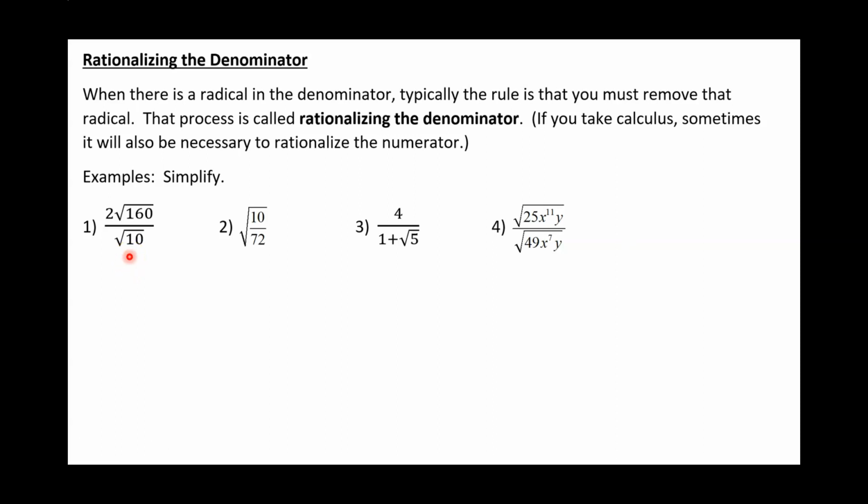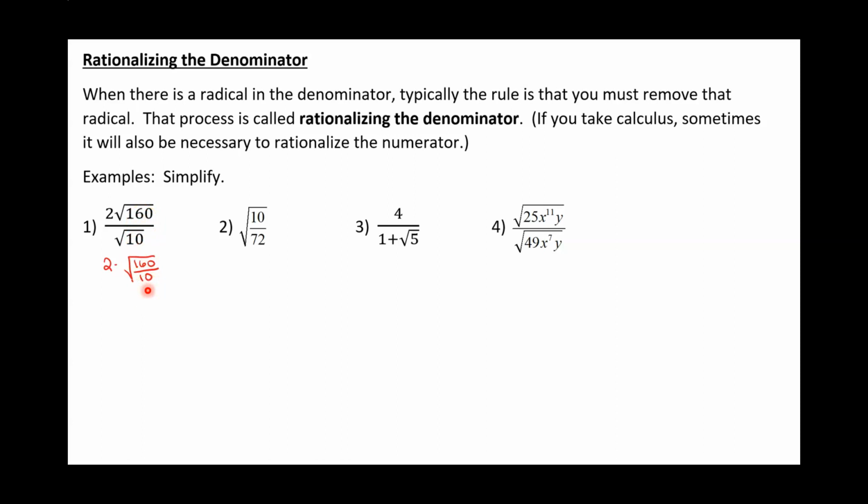In our quotient rule, it said that if you had one radical being divided by another, as long as their index was the same, you could combine them under one single radical. So I'm going to leave my 2 out here out of the way, and I'm going to combine these into one single radical. Why would I want to do that?